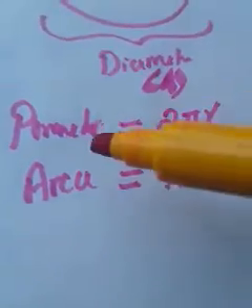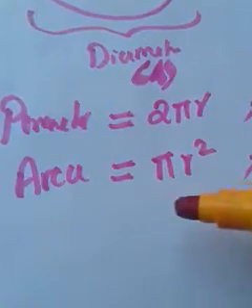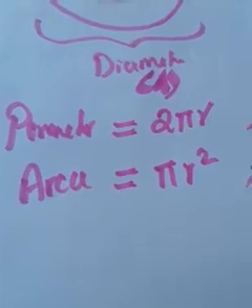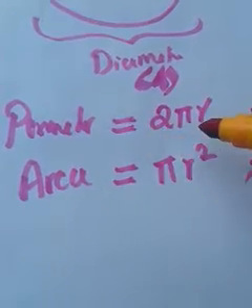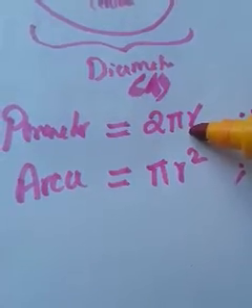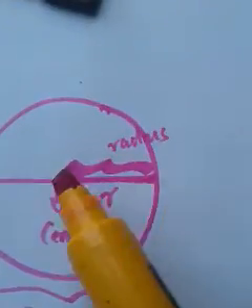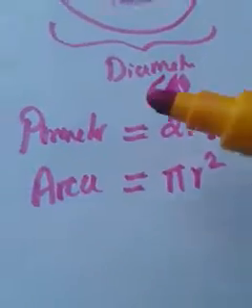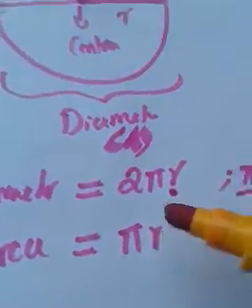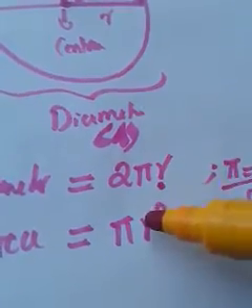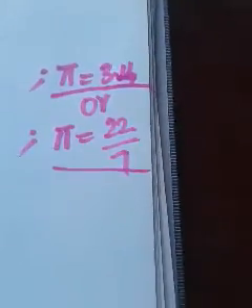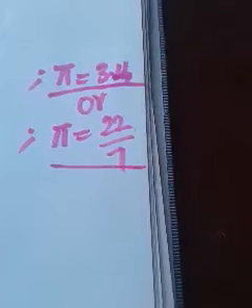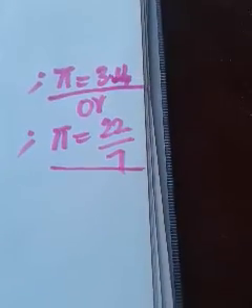So the perimeter of the circle is 2 pi r and the area of the circle is pi r square. Let me repeat once again, the perimeter of the circle is 2 pi r. What is this r? R is the radius of the circle. So perimeter is 2 pi r and area is pi r square. R we know is the radius, and the only confusion is with pi. The value of pi is given as 3.14 or 22/7. You are supposed to memorize the value of pi.